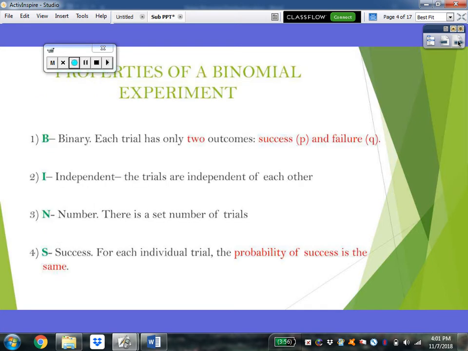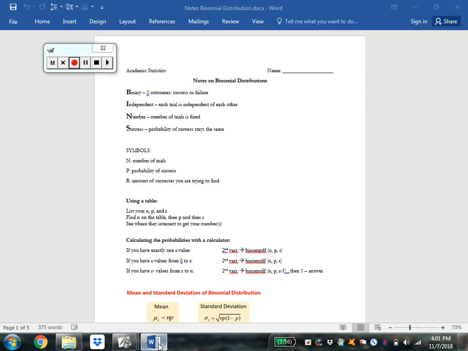So at this point, you should be able to have your notes out. This looks like this sheet here. It says notes on binomial distribution. So take a second to pull that out, please.